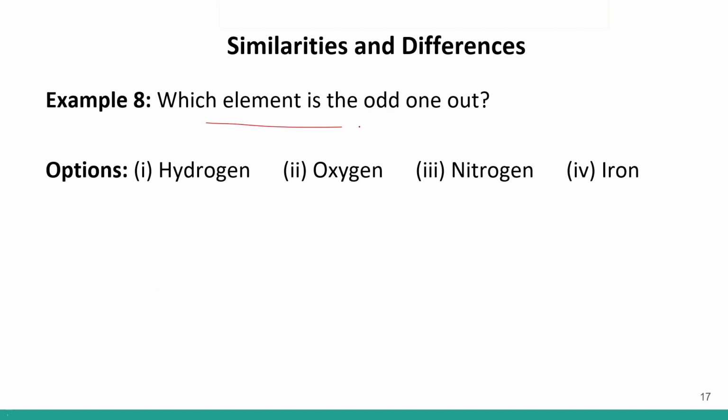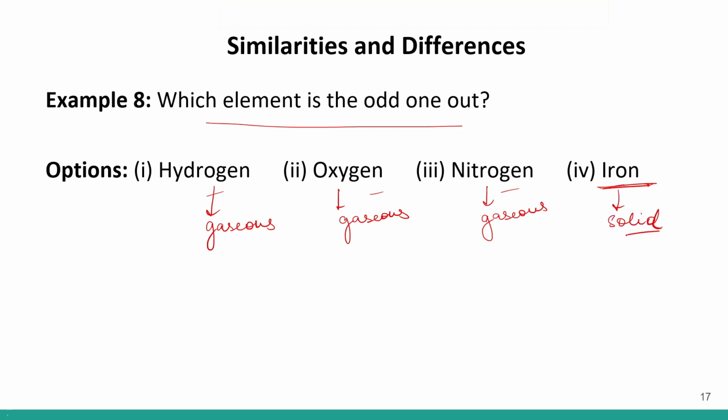Now, which element is the odd one out? Hydrogen, oxygen, nitrogen, iron. So these are all elements. But for a fact, I know that hydrogen is a gaseous element. Similarly, oxygen is also a gaseous element. Right? Nitrogen is also a gaseous element or a gas, you can say basically. Iron is the only element which you find in solid form in nature. Hence, our answer will be option number 4, iron.